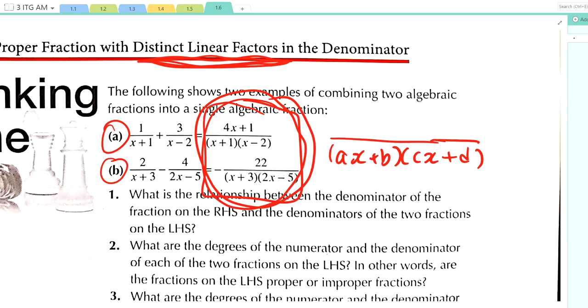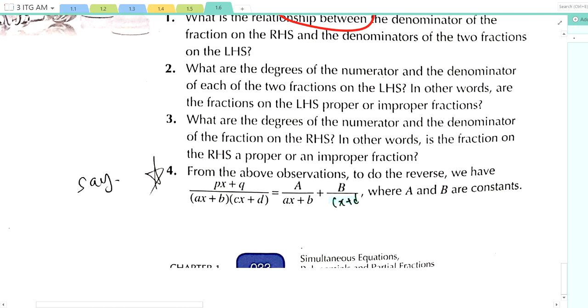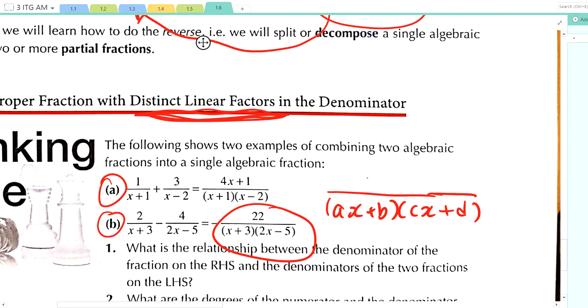What is in our numerator? The numerator will have a degree that is less than 2. Look at the first example, the degree is 1. In the second example, the degree of the numerator is 0. The degree will be less than 2. So generally, how shall we write it? We write px plus q. Now this over here is degree equals to 1.